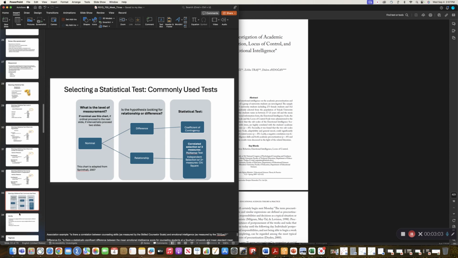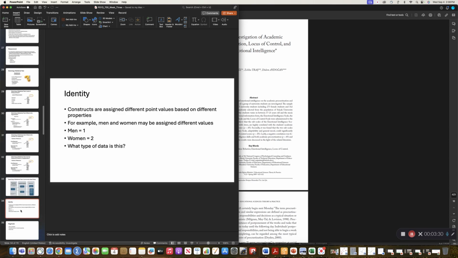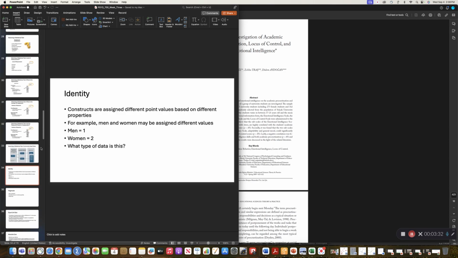Now, we need to know what our level of measurement is, because if we're dealing with nominal data and we're using the hypothesis of difference, we might use the coefficient of contingency for our statistical test. If we're dealing with nominal data and we have the hypothesis of association, or we're looking at relationship, we might be looking at something like McNemar's test, or depending on the number of measures we have, perhaps a chi-square test. So how do we figure out if we have nominal data or interval or ordinal level data?